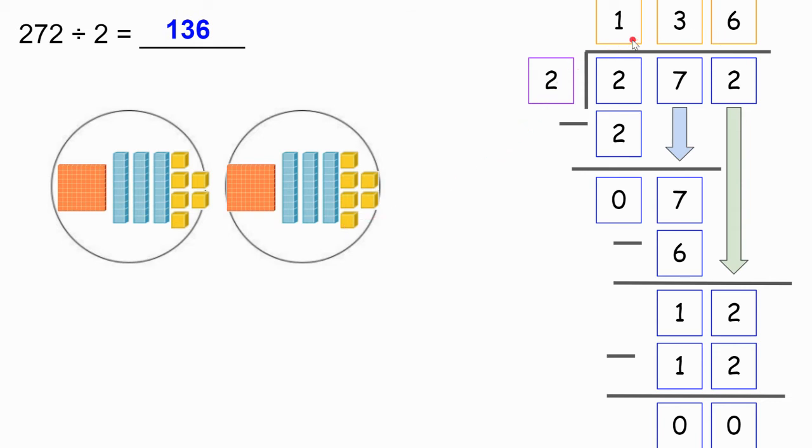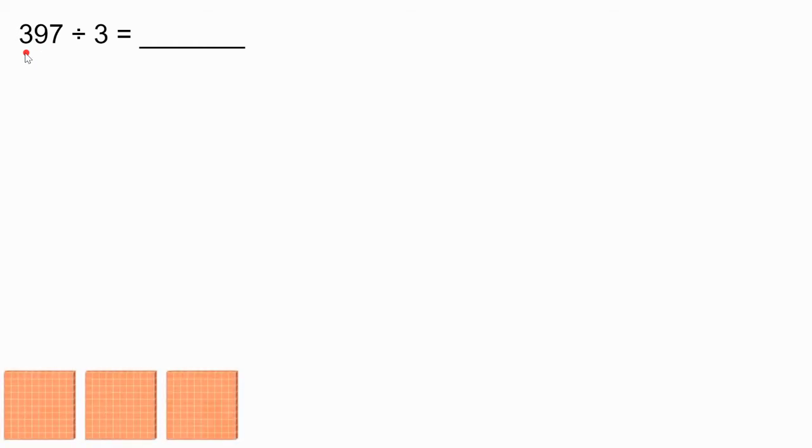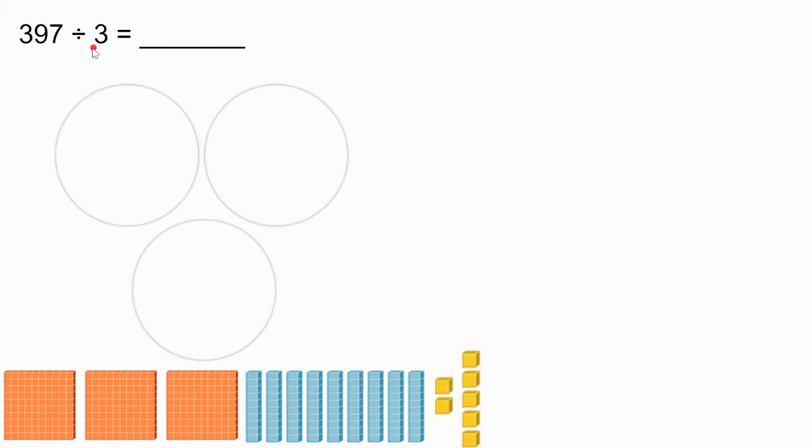Let's try another problem. Here we have 397 divided by 3. First, let's represent our dividend, or starting number, using base 10 blocks. We have 3 hundreds, 9 tens, and 7 ones. We're going to share this evenly between 3 groups since our divisor is 3. So we're going to draw 3 large circles.